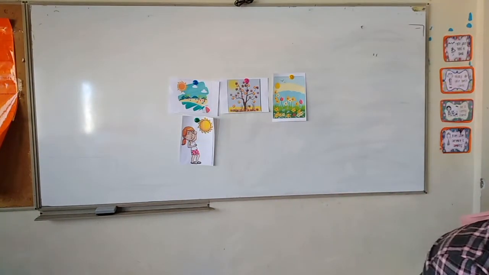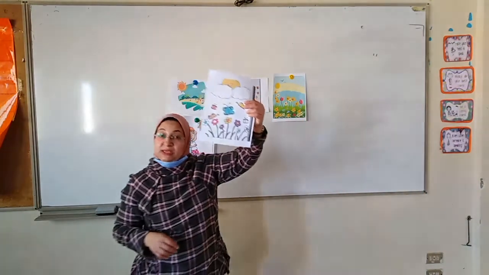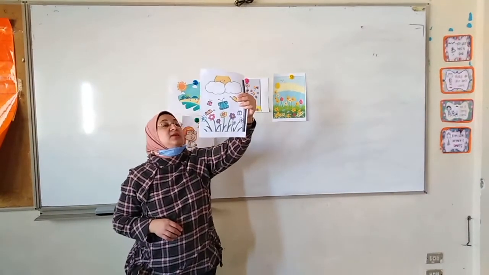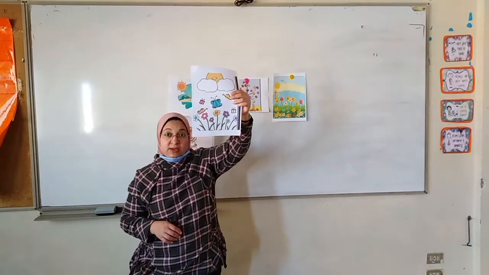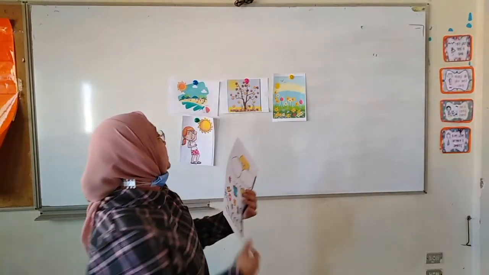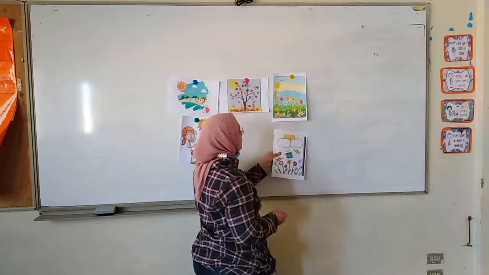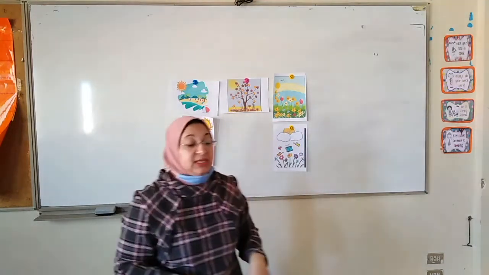Let's see another picture here. As we see here, for example, the weather is sunny and lovely, and the flowers have colorful colors, and they are very nice and colorful. So this is the spring. It's a very nice season.